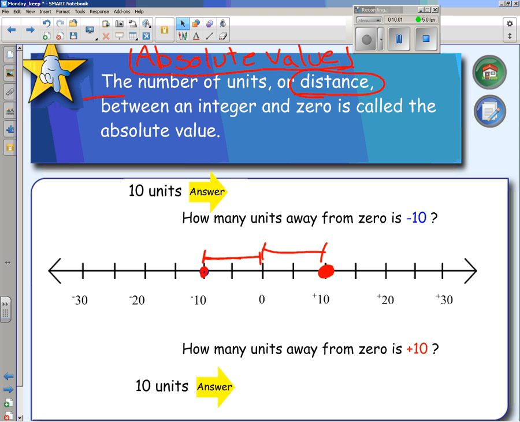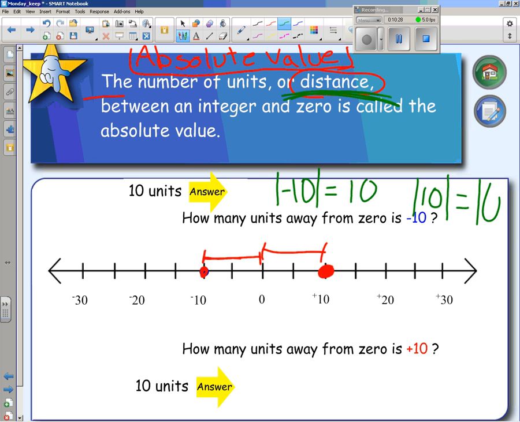So in your notebooks, what I'd like you to write, you don't have to draw the number line, you don't have to do all that, but I do want you to write absolute value. The symbol for absolute value is 2 vertical lines. So the absolute value of negative 10 is 10, okay, because it is 10 away from 0. The distance is 10. And then also please put that the absolute value of positive 10 is also 10.